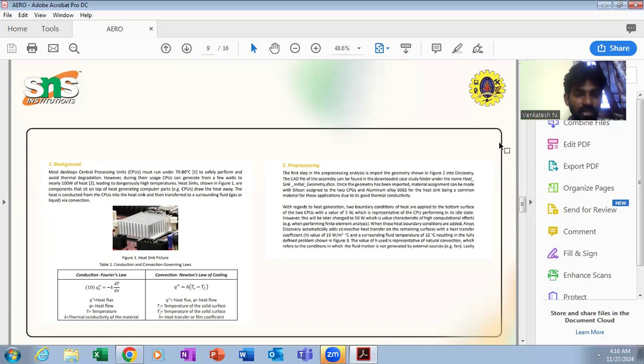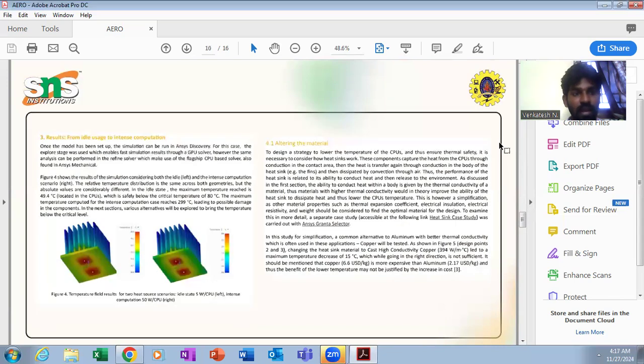dangerously high temperatures. Heat sinks in the figure are components that sit on top of heat generating computer parts, drawing the heat away. The heat is conducted from the CPU into the heat sink and then transferred to a surrounding fluid via convection. Once the model has been set up, the simulation can be run in ANSYS Discovery. For this case, the Explore stage was used, which enables fast simulation results through a GPU solver.